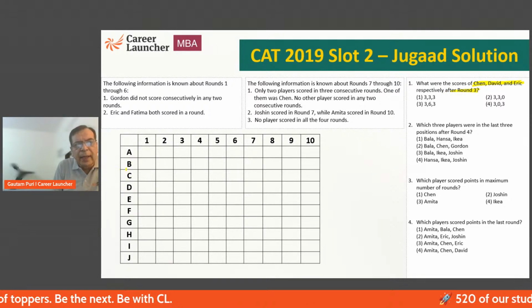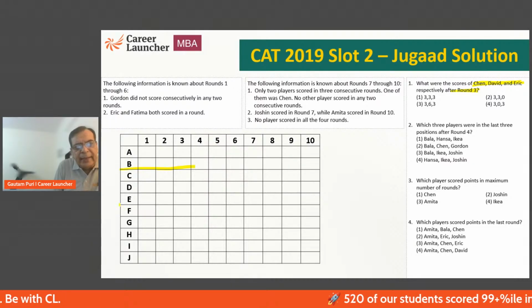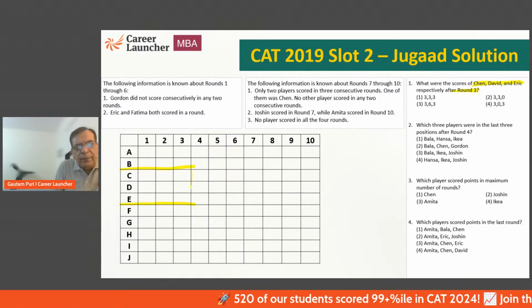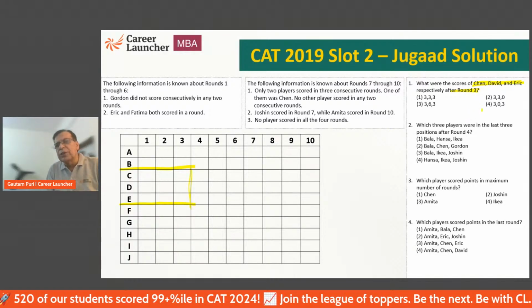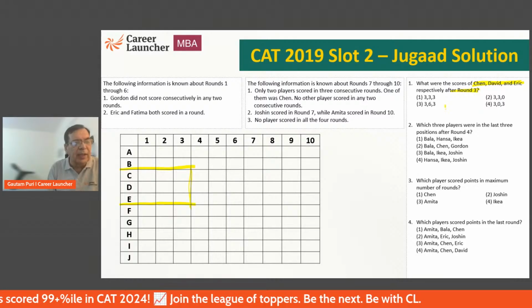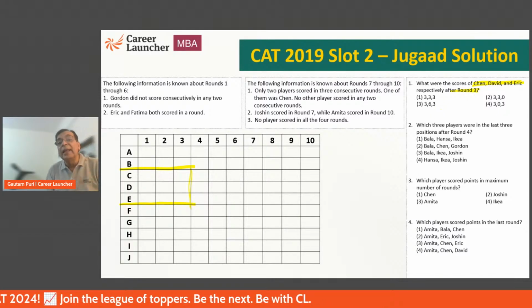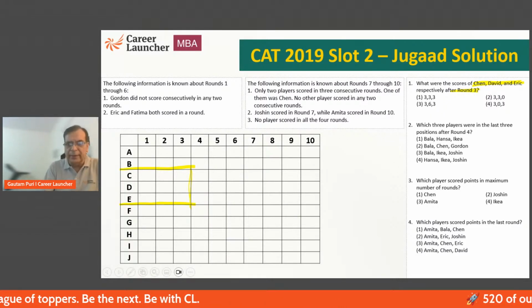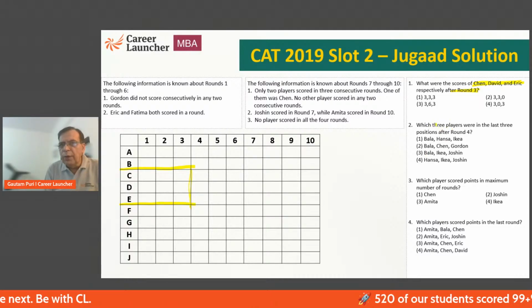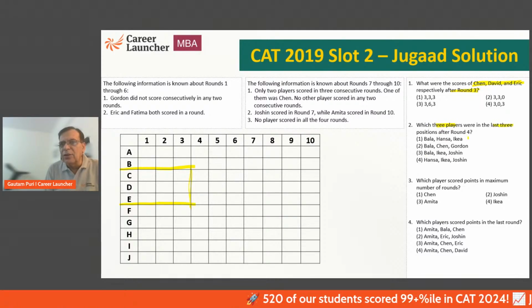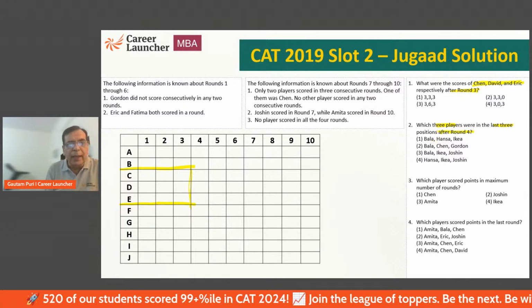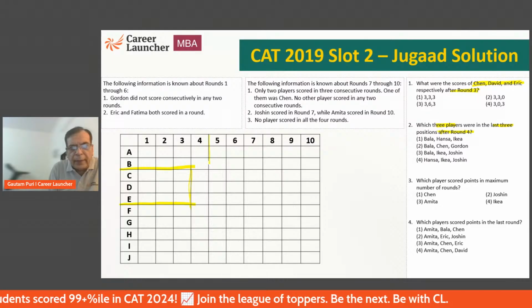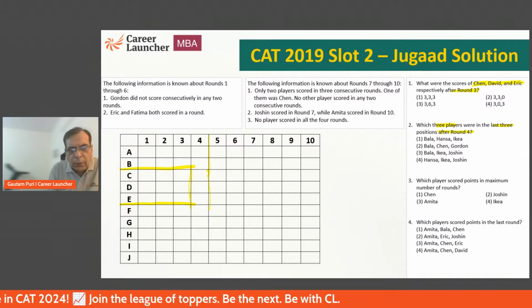So what do I need to find? I need the summation of the scores of C, D, and E after round 3. And this is a good question because it has got numbers given, which means I can eliminate choices also if required. Okay, great. Question number 2. Which 3 players were in the last 3 positions after round 4? So bottom 3 players after round 4. I also need to find out who are the players who have got the least score.